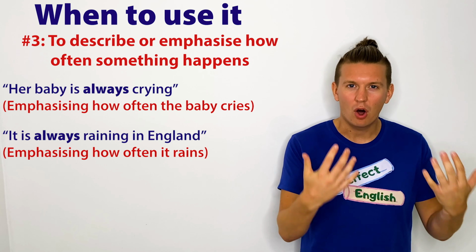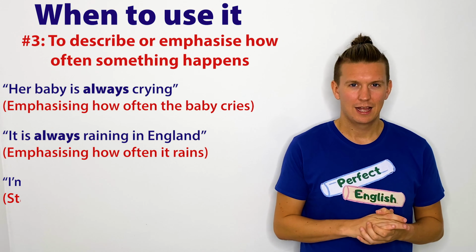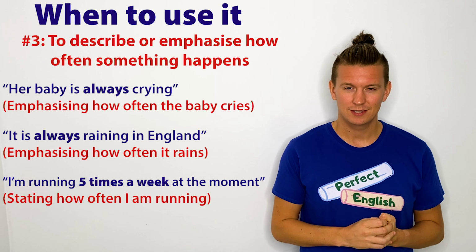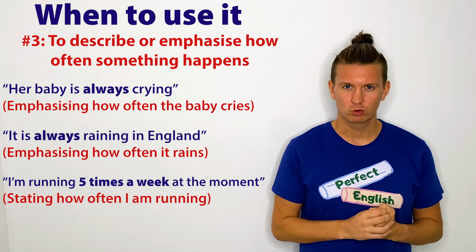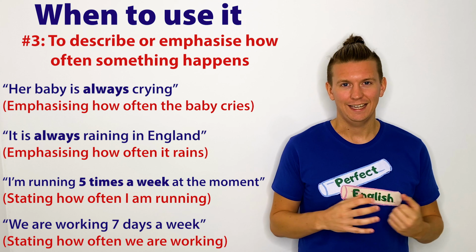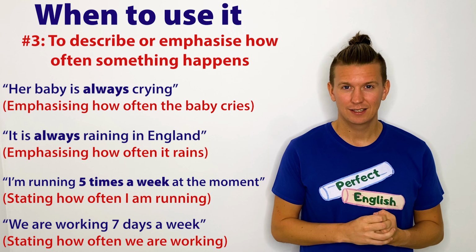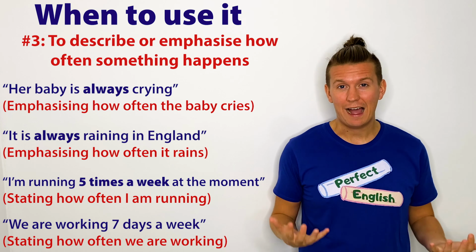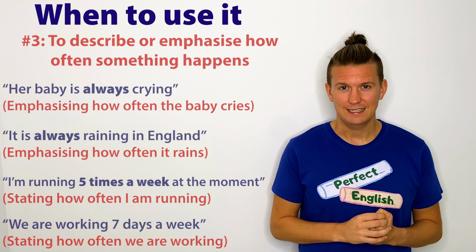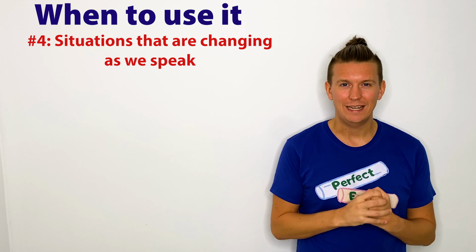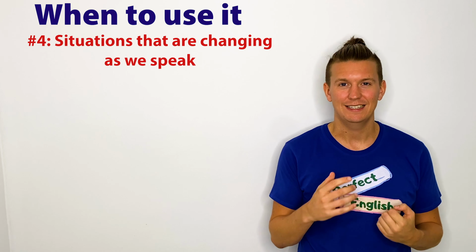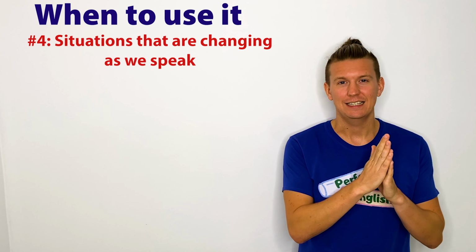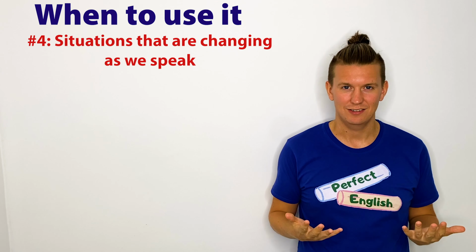Again, we're saying how often something happens. I am running 5 times a week at the moment, telling you how often I'm running. We are working 7 days a week at this moment in time. So all of these examples tell you how often something is happening. So the final way to use this tense, we can talk about things that are changing at the moment of speaking. Anything that is continuing to change.